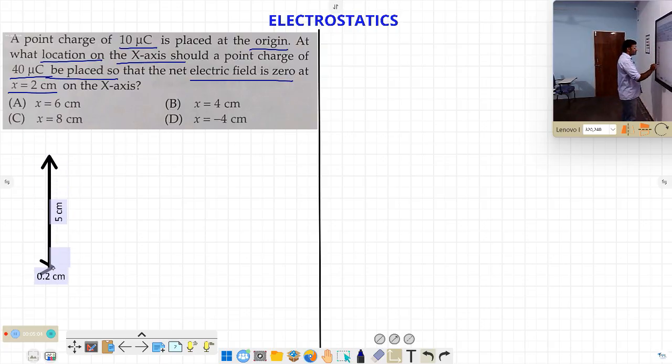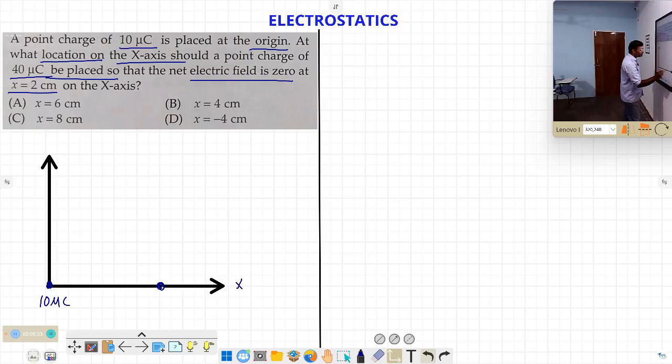So this is the coordinate system I have chosen. In it, the first charge is taken at the origin. At this origin we have a 10 microcoulomb charge. This is the x-axis, and on it we have to place another charge, the 40 microcoulomb charge. At what distance? We don't know that. R is the distance, and they are asking us to find it.